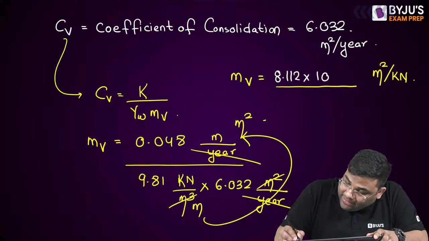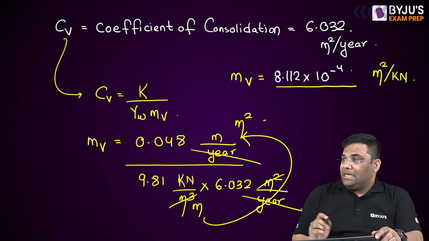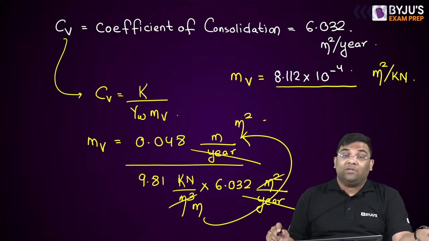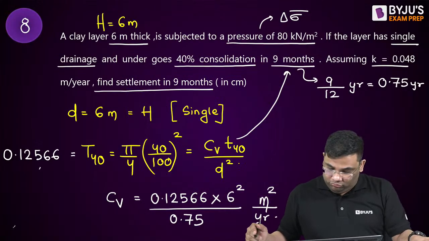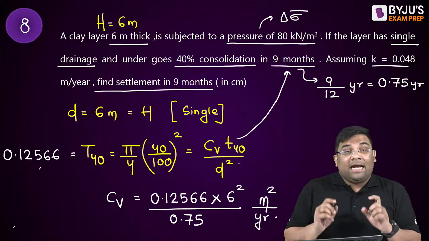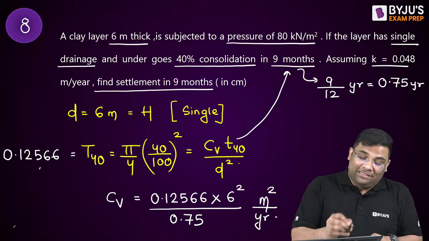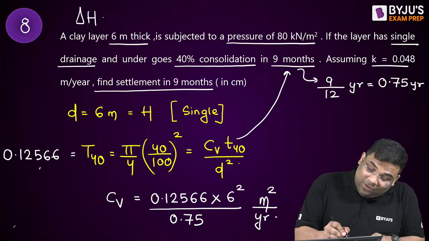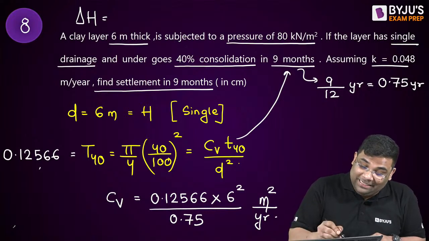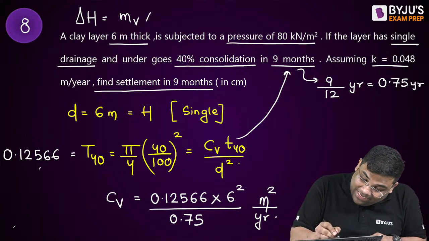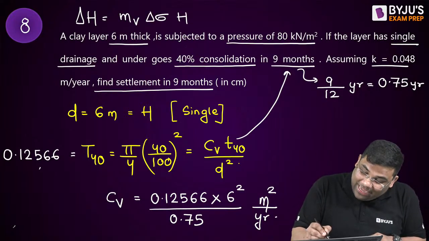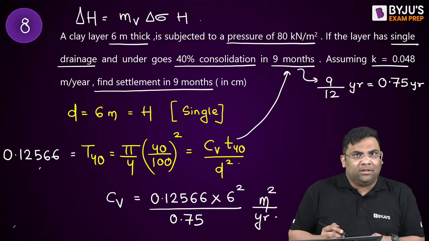8.112 into 10 to the power minus 4. Very good. So, from that, can I find out total settlement? Yes. Total settlement formula is what? Ultimate settlement formula is MB into delta sigma into H. Yes, this is the formula.